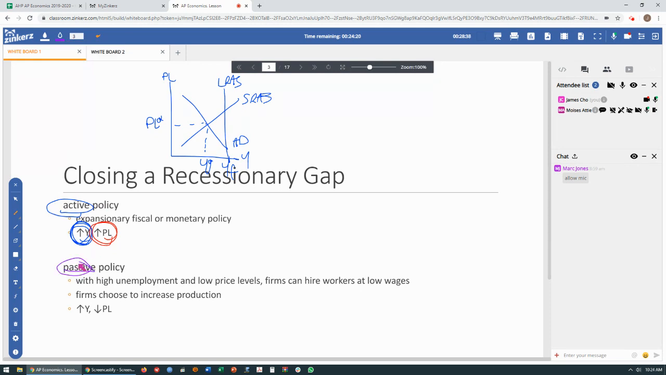But here's the thing about passive policy. The idea of just leaving it alone. Imagine that we're in a situation with a recessionary gap, and then we just give it enough time. Well, if you think about it, with the recessionary gap, there's a lot of unemployment, right? So very soon, these firms start realizing, you know what, there's a lot of people without a job right now. They're desperate to work.